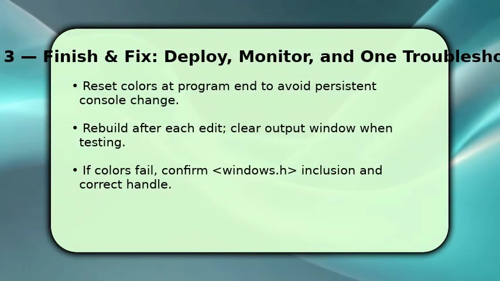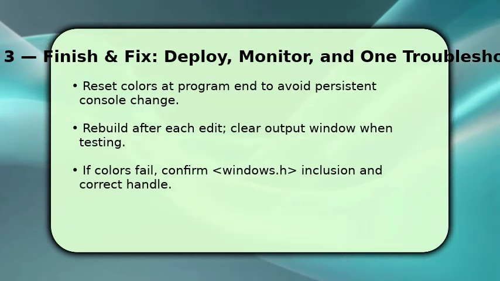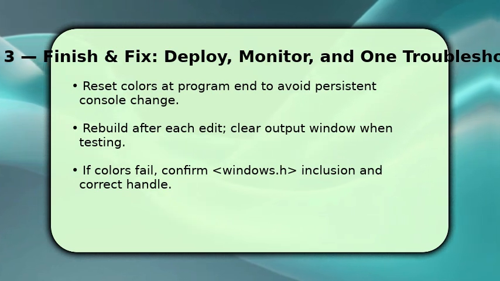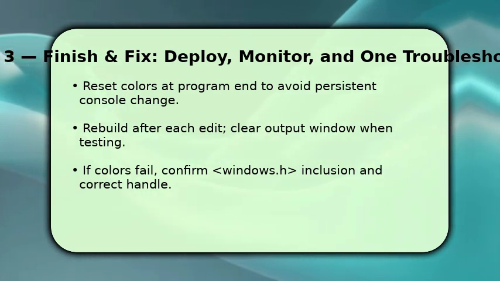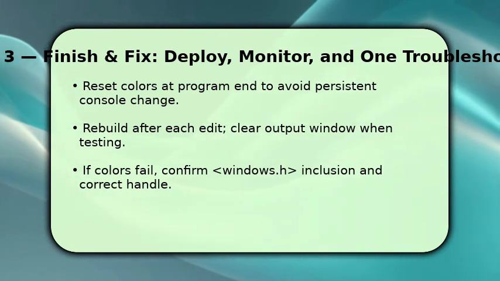To finish, reset the console color before exiting so other programs aren't left changed. Call SetConsoleTextAttribute with the handle and original color when done. Rebuild and run after edits and clear the output to avoid misreading results.